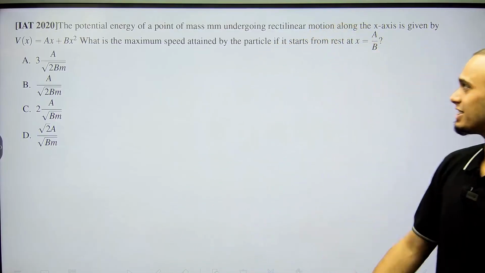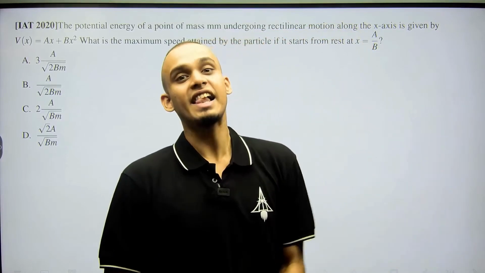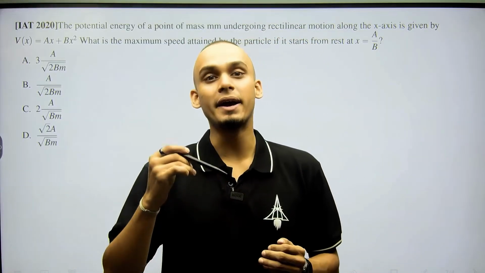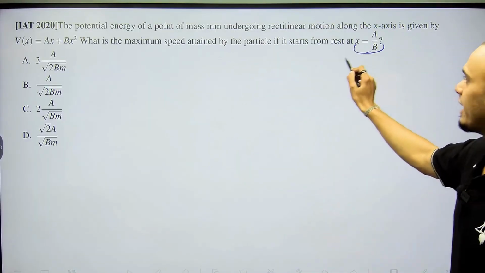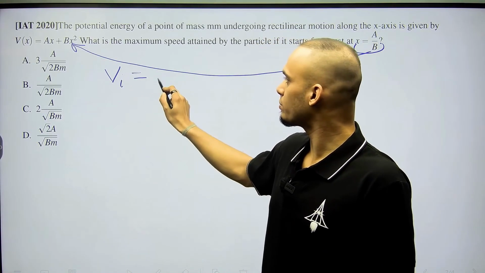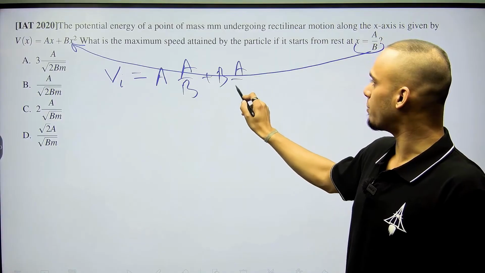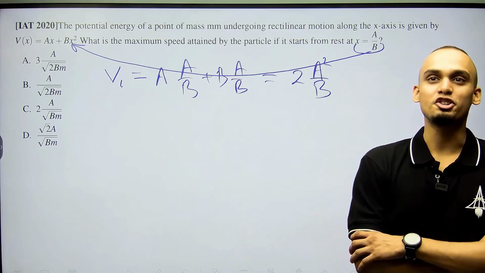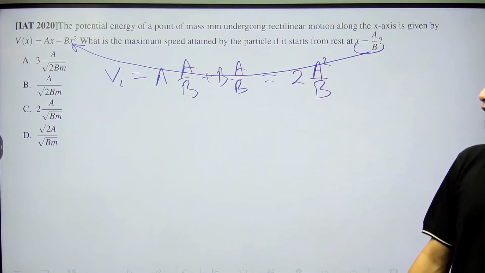And since the object had started from rest, this will also be the total energy of the object initially, and since energy is conserved, we know that throughout the entirety of its motion, the energy of the object should be equal to the initial potential energy. So if we substitute the value of x into the potential energy function, we get initial potential energy is equal to A into A upon B, that is x, plus B into A upon B, which gives us twice of A square upon B. So we need to ensure that the energy of the particle during the entirety is equal to this value of initial energy.